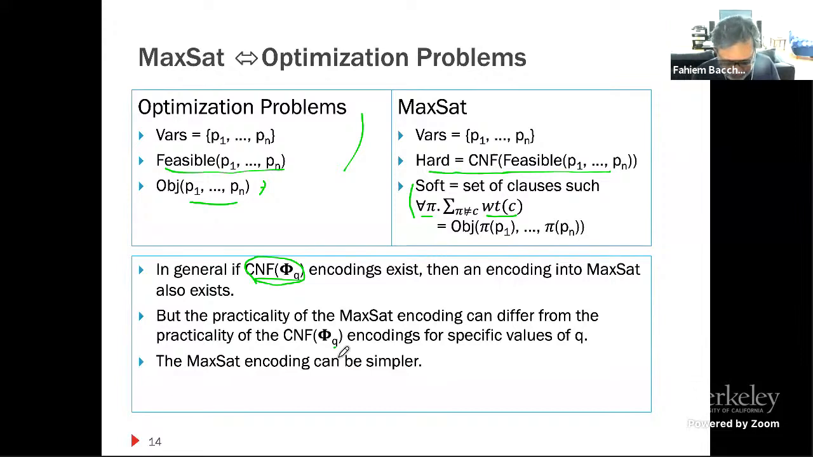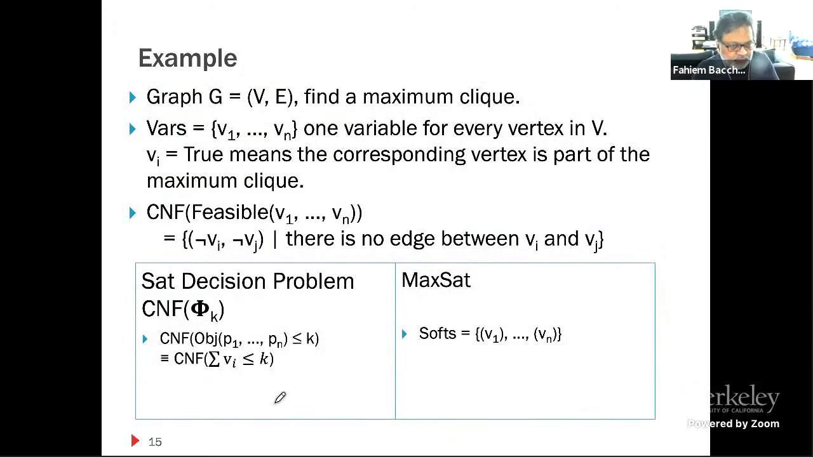And so that's why MaxSat has become very popular and useful for solving optimization, is that often you can get a good MaxSat encoding. So a simple example, just to get us all on the same page. If you have a graph and you want to find a maximum clique, what you could do is say, define a propositional variable for every vertex.